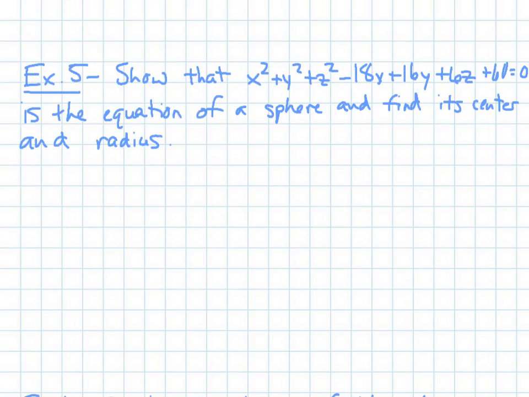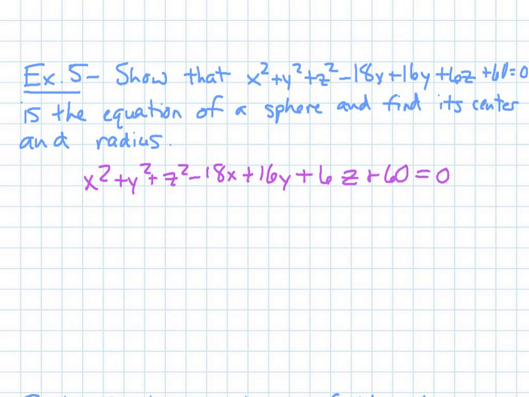Now example 5. Now they want us to do stuff with our equations. First they want us to be able to show, so here you're going to have to use completing the square. If I have this equation, x squared plus y squared plus z squared minus 18x plus 16y plus 6z plus 60 equals 0, now I want to be able to complete the square.